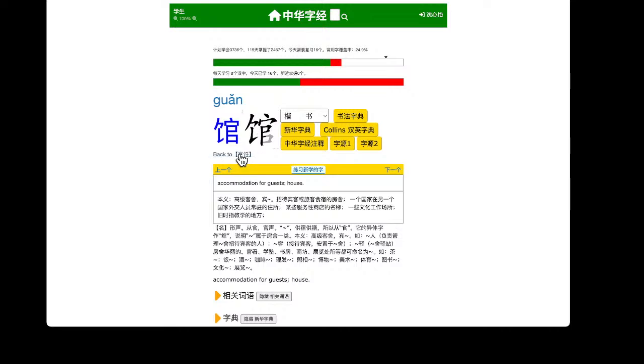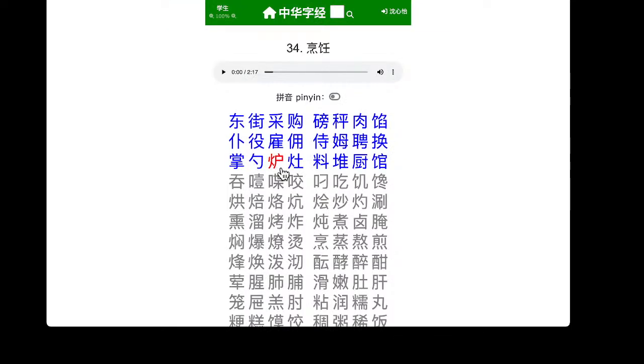Let's take a look at the sentence. So 掌勺如灶. 料堆厨管. So 掌勺如灶, that means 掌勺 means in charge of cooking, really, okay? Because 掌 means like you're holding the ladle, right? Holding the spatula to cook. So when you 掌勺, that means you are in charge of the kitchen, in charge of the cooking, okay? 掌勺如灶. So 炉 is stove, 灶 is range. So that means that you are in charge of cooking.